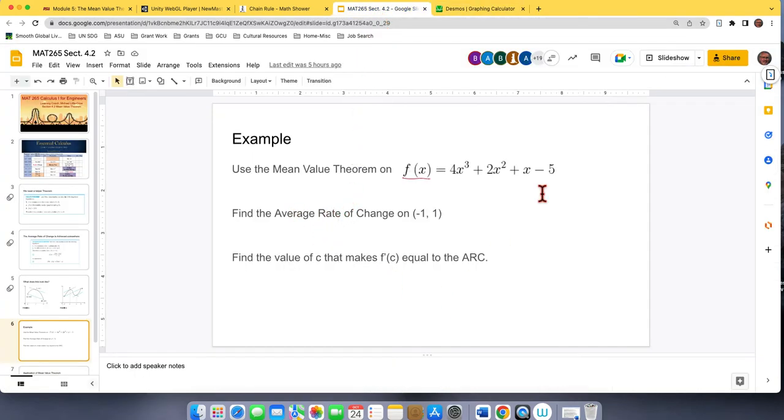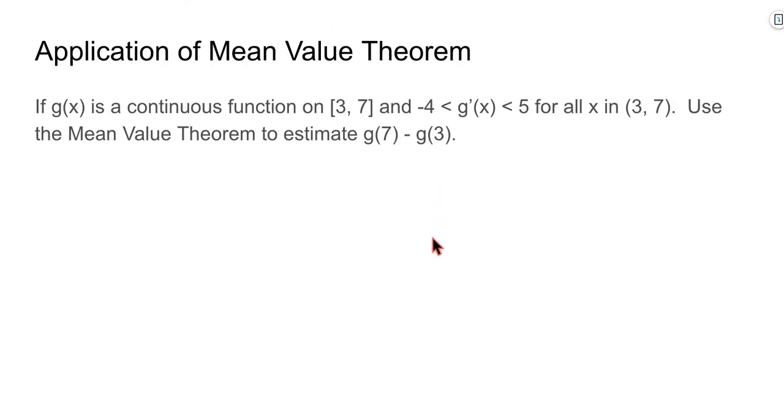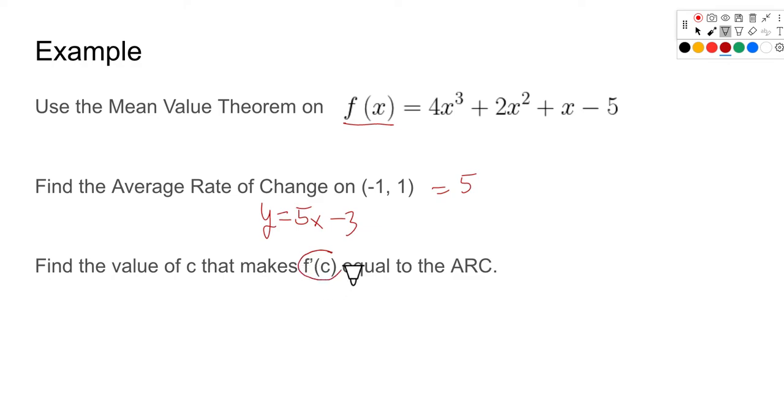So let's kind of go back here. We found the average rate of change. Oops, let's go back. We found that to be equal to 5, and we even went a little bit further and got the secant line. You know, that's good for us. Now we want to show that the derivative is equal to 5 at some point. So what we're going to need is, we're going to need this derivative.